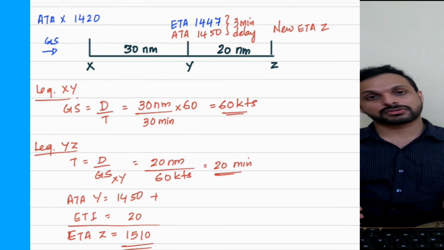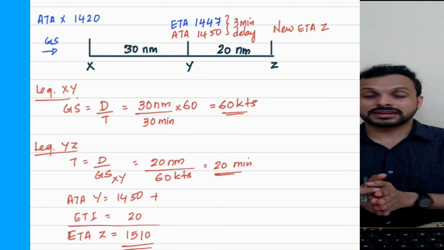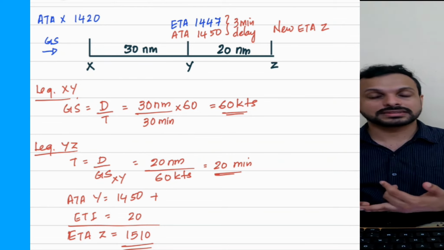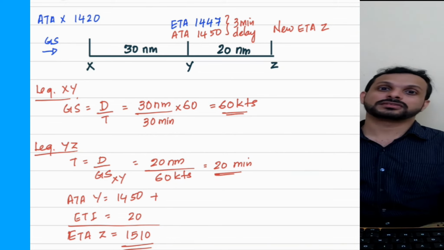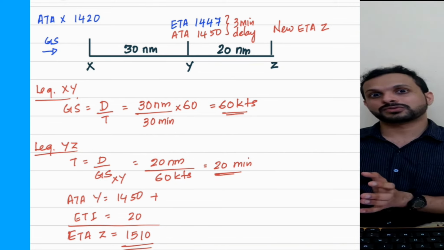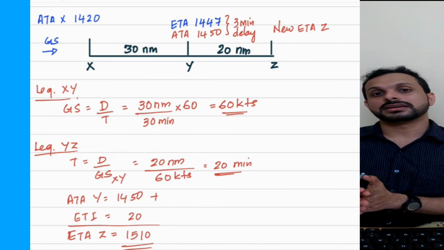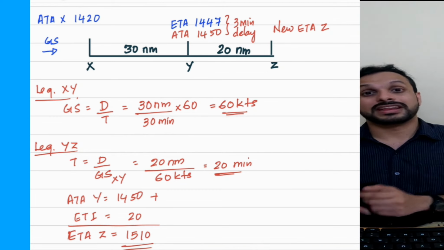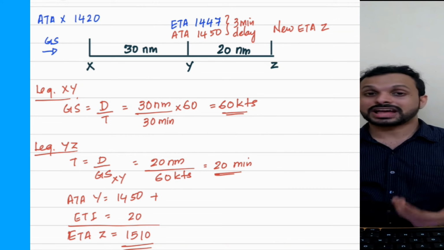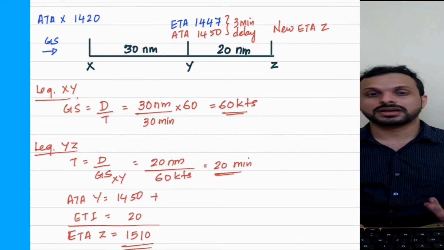In the actual aircraft, when you find that there's a difference between your ETA and the ATA, you find the previous ground speed, and you use that ground speed to estimate the time that you would reach the next waypoint. That is how it is actually done, and hence I've done this question in the same format.